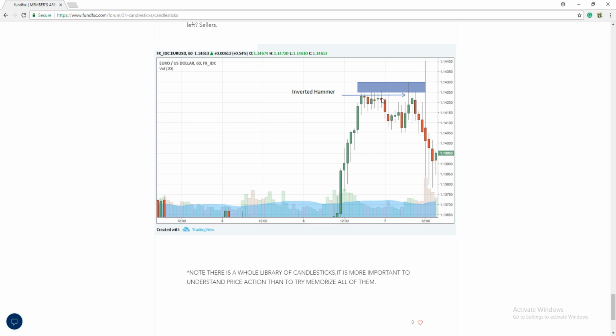That's not important. Then you also get what are called tweezer tops. Tweezer tops are basically two hammers next to each other, or two inverted hammers next to each other. So don't be too worried about what the actual tweezer bottoms and tweezer tops are. They look like two hammers next to each other.